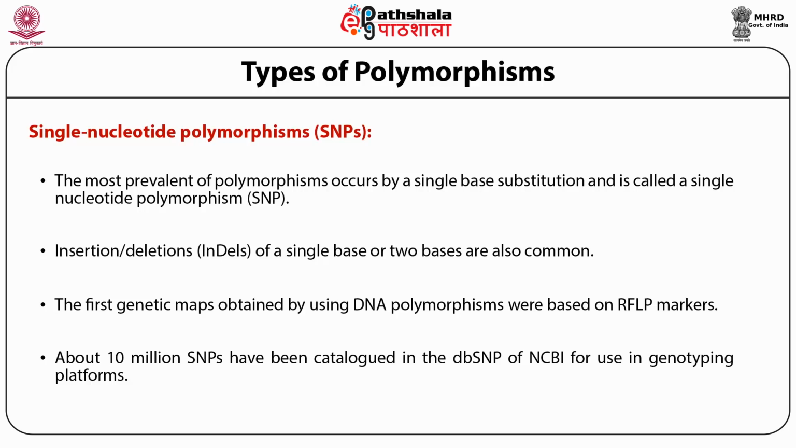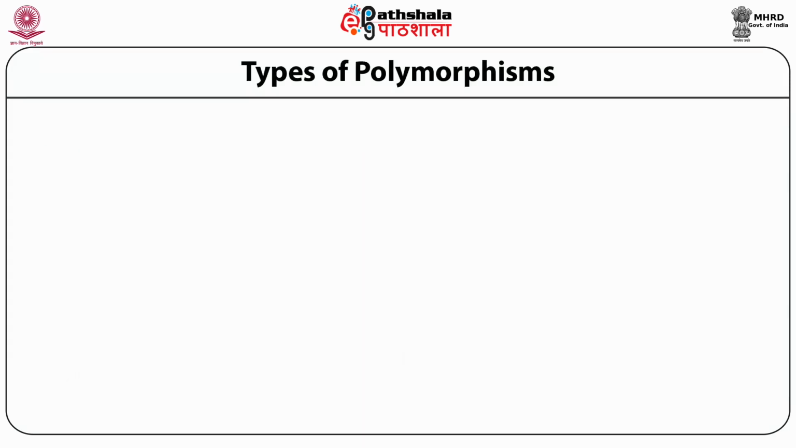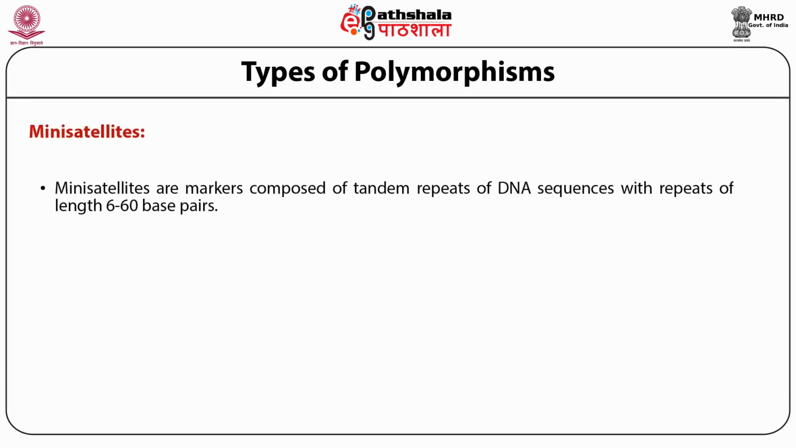SNP can either produce an alteration in the encoding of an amino acid, that is non-synonymous substitution, or code for the same amino acid, that is synonymous substitution. Then the second type of polymorphism is minisatellites. Minisatellites are markers composed of tandem repeats of DNA sequences with repeats of length 6 to 60 base pairs.